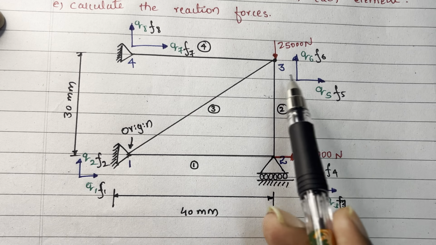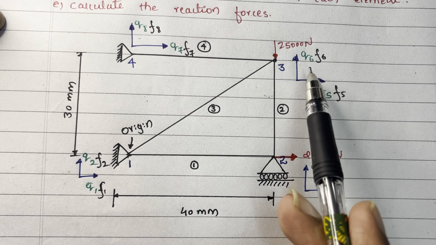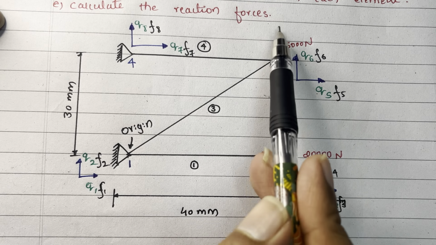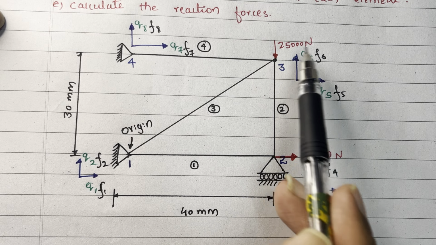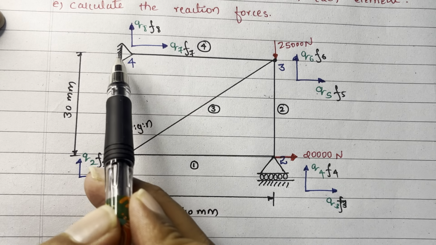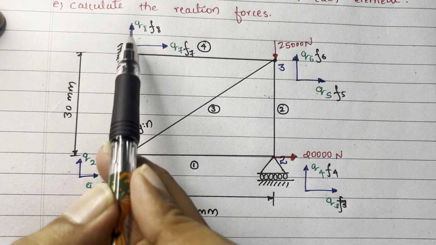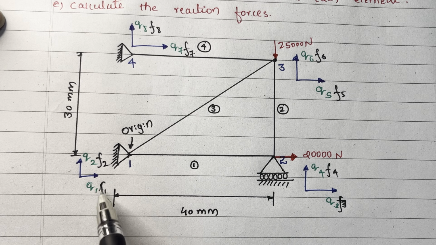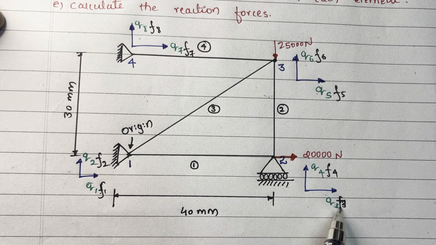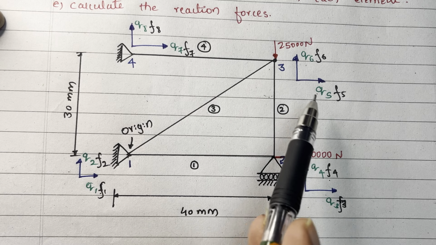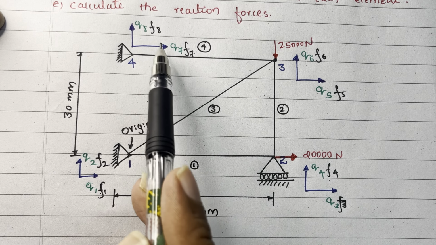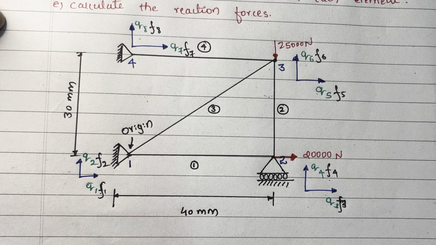Okay, so here again we have to find q5 and q6, that is unknown, and here we have one downward force, that is 25,000 Newton. Here it is fixed again in x direction and y direction, that is q7, q8. So at node 1 we have F1, F2, at node 2 we have F3, F4, node 3, F5, F6, and node 4, F7, F8. Okay, we'll start the problem.